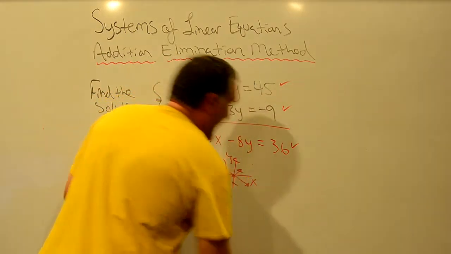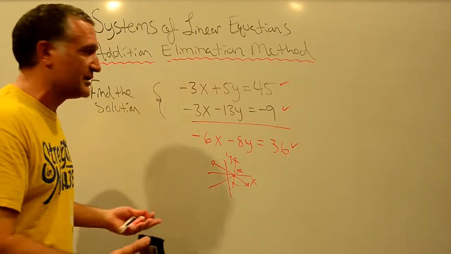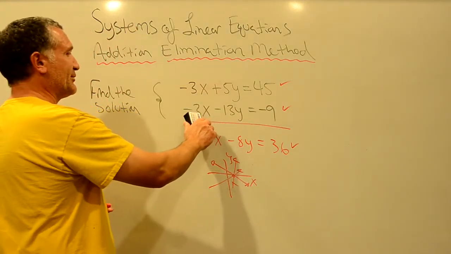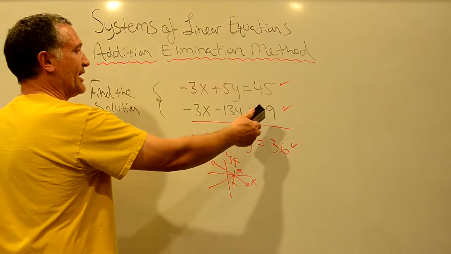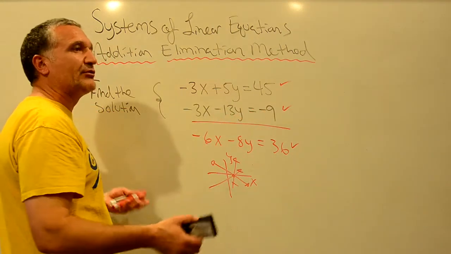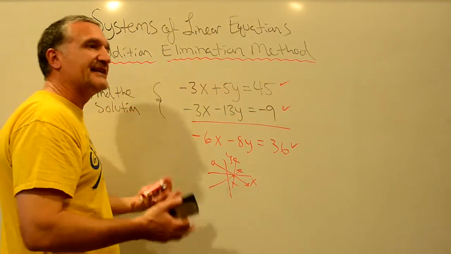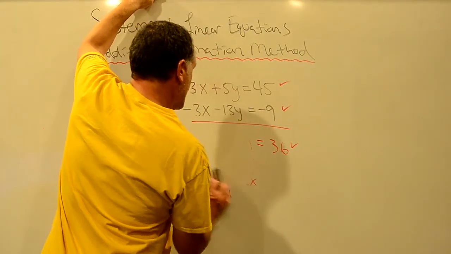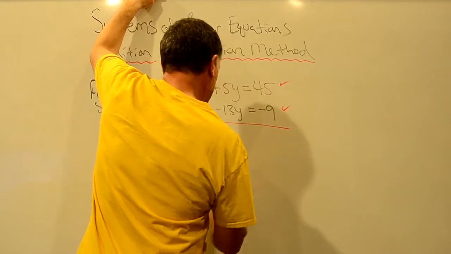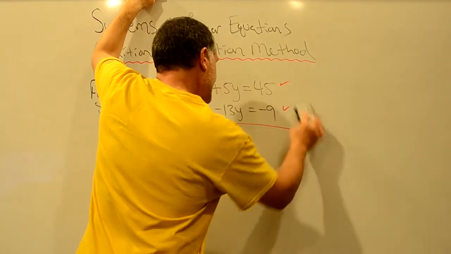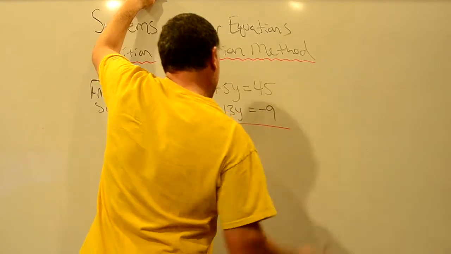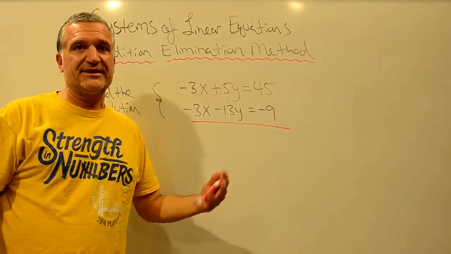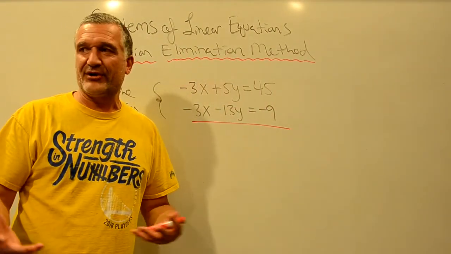And as I keep adding these equations to one another, if I added -6x minus 8y equals 36 to this equation, -3x minus 13y equals -9, I'd have a fourth equation that again would have the same solution, if there were a common solution between them. So knowing that, I've got to get the combination so that if I add these together, I get the one that drops out one of my variables.